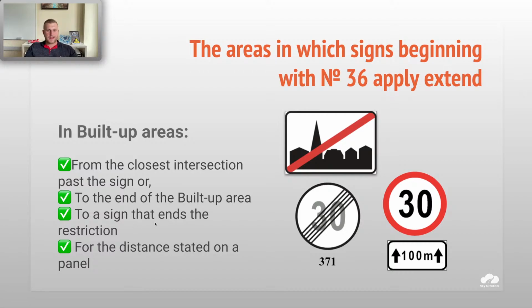Third rule, to a sign that ends the restriction. For example, it was a 30 speed limit. Then you see this end of restriction sign, 30 over. It means after that we can go 50 again, if it's in the city still. And for the distance stated on the panel. So we should drive 30 for the next 100 meters. After 100 meters, it will be over.